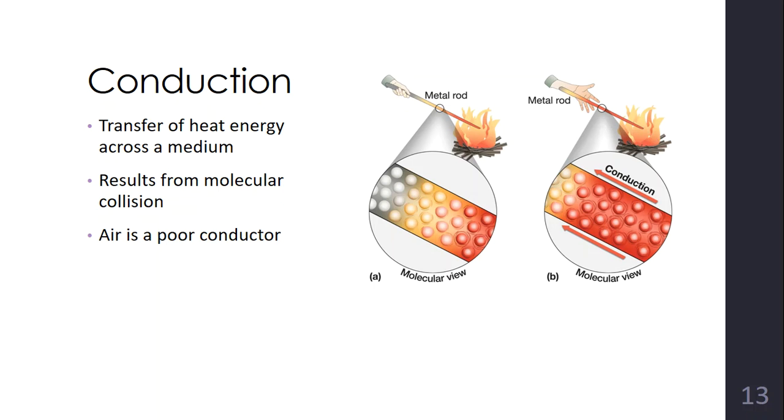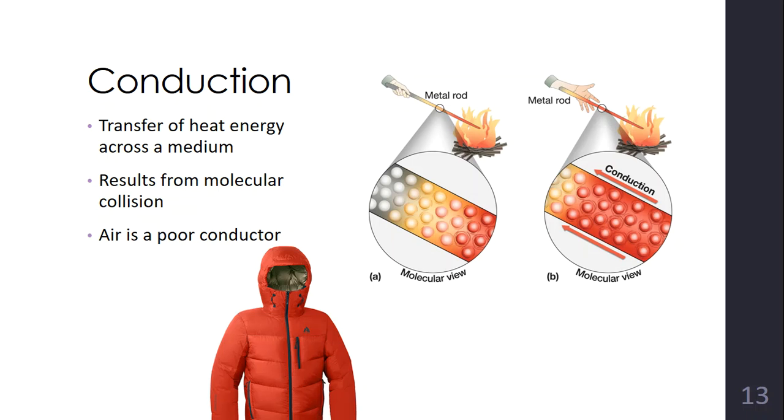Air is a really poor conductor. Metal is a really good conductor. This is why when we buy a down jacket in order to keep us warm, it's because that air is such a poor conductor of heat that all of that space keeps your body heat from escaping to the outside, right? So air is a really poor conductor, metal is a really good one.